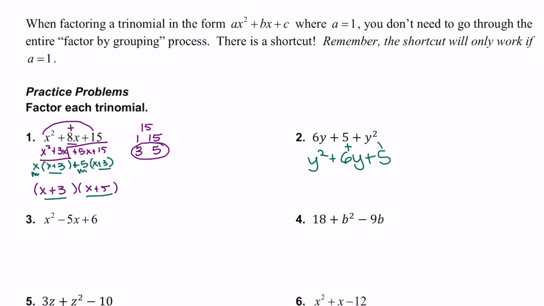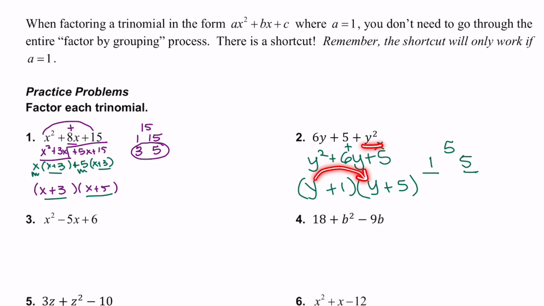First we learn to add, then we learn to multiply. We're looking for two things that multiply to 5 and add to 6. 1 times 5 is 5. 1 plus 5 is 6. So we put our two parentheses. Since our variable is a y, we put a y and a y, and then we have a plus 1 and a plus 5. And you can always check this to make sure you get the answer you started with.